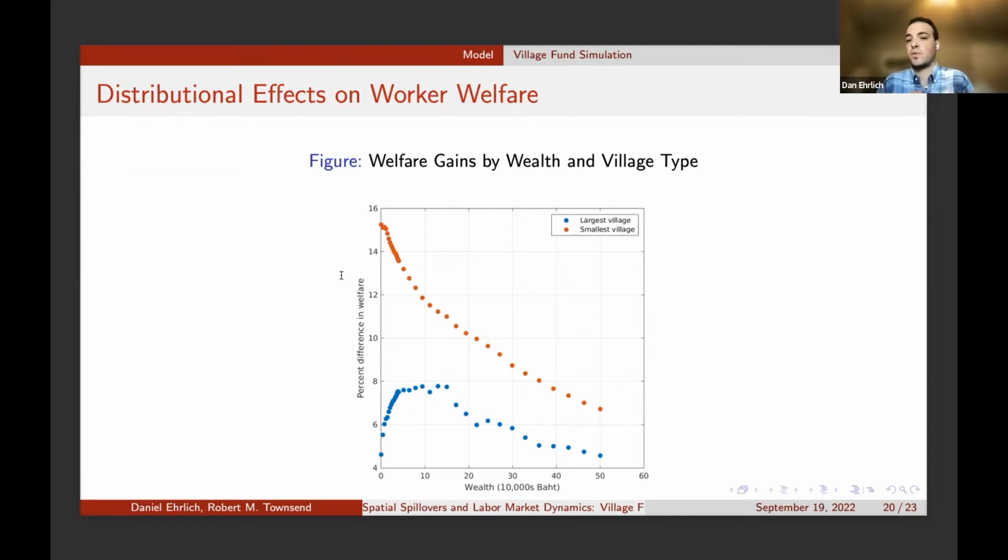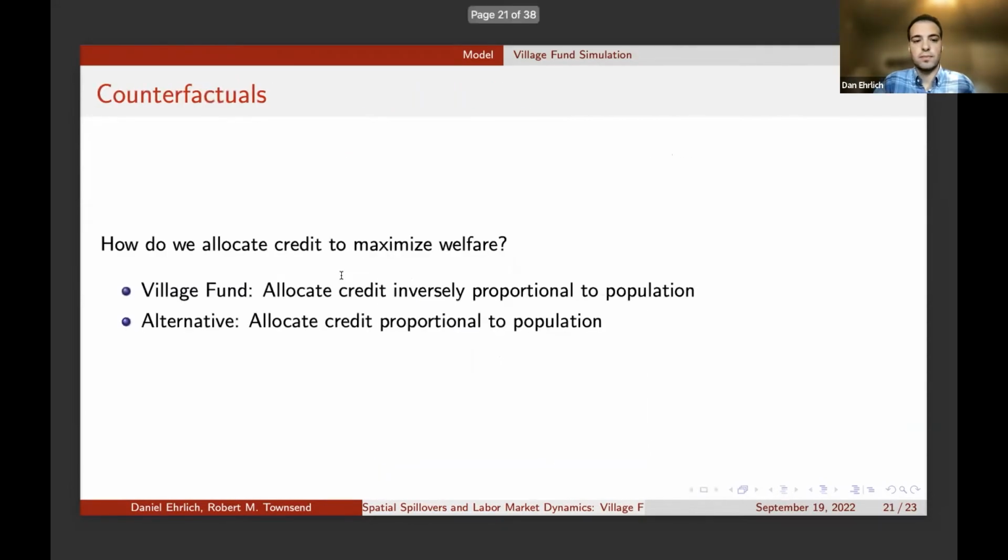The first is that workers have a lower bound where they can no longer save. And so at the lower bound, they're going to have a large increase in welfare. And then again, they're going to have a large increase in welfare because there's a pecuniary migration cost. Once they earn wages higher than the pecuniary migration cost, they can, again, have greater welfare by accessing higher wages in other villages.